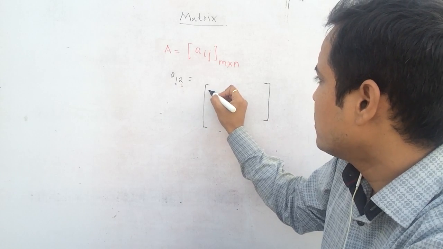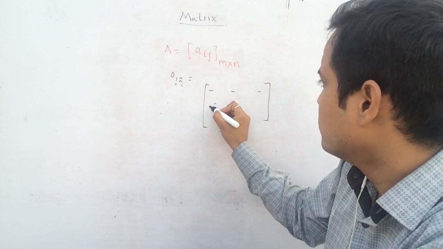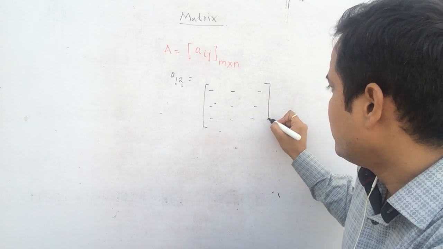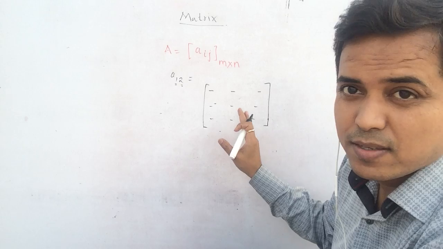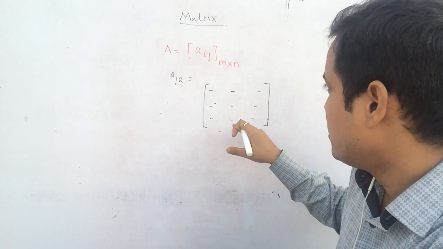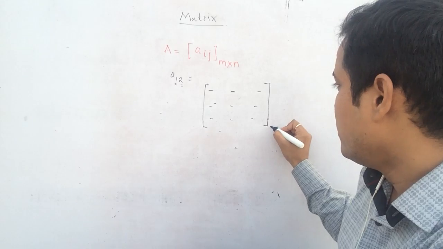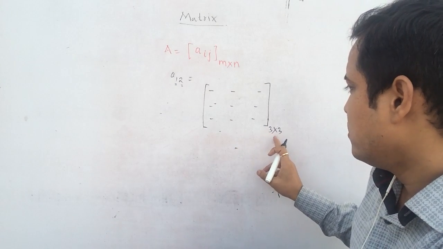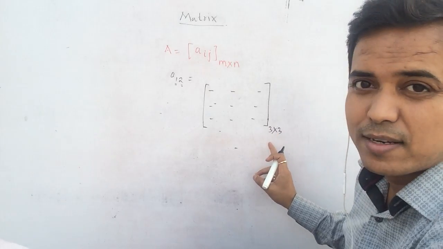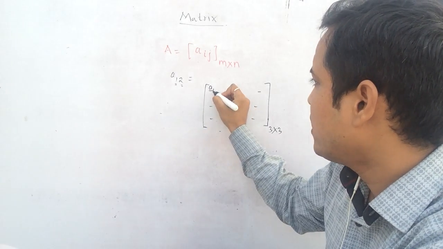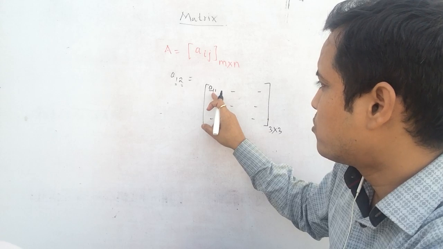So here you can say 1 2 3 4 5 6 7 8 9. Here we have 9 elements, and I am arranging them in order 3 cross 3. Why 3 cross 3? Because if you multiply these, you get the total number of elements. So A11 is the element of the first row and first column.